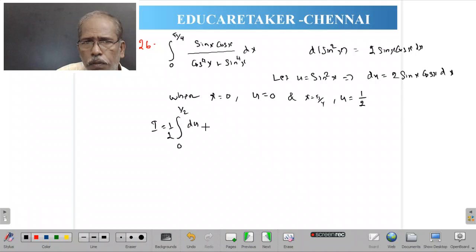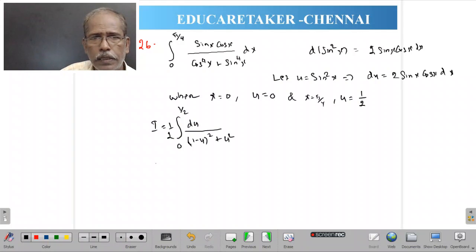1 by 2 du. The denominator, cos power 4 means 1 minus u square the whole square. 1 minus u square, sin square x the whole square plus u. It is 1 minus u square. u equal to sin square x means the denominator 1 minus u, cos square x. So 1 minus u the whole square, 1 minus u the whole square plus u square.